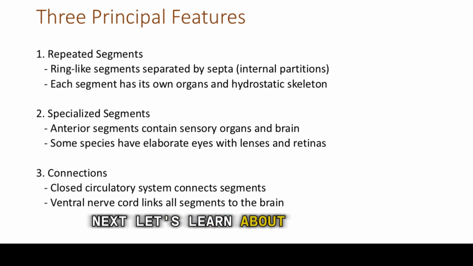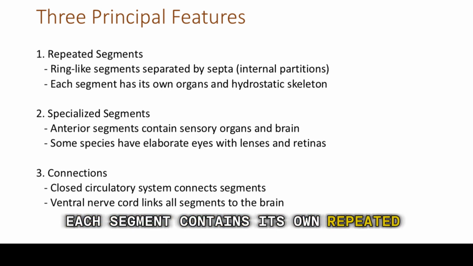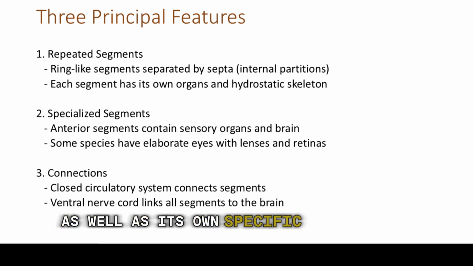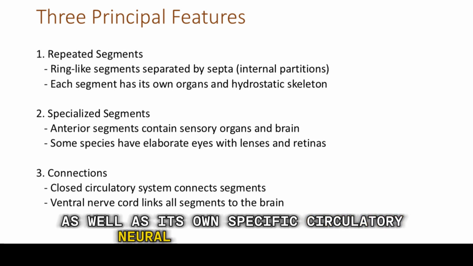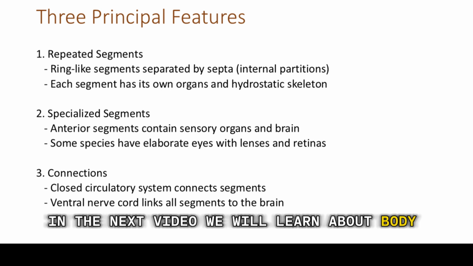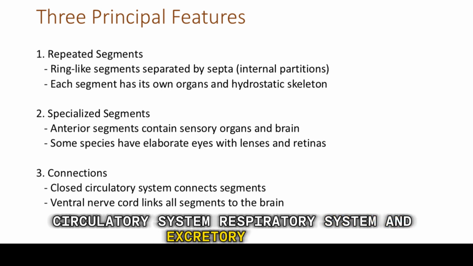Next, let's learn about segmental independence. Each segment contains its own repeated excretory and locomotor organs, as well as its own specific circulatory, neural elements, and chaetae. In the next video, we will learn about body plan, digestion, locomotion, circulatory system, respiratory system, and excretory system.